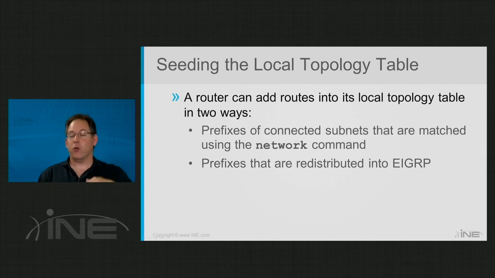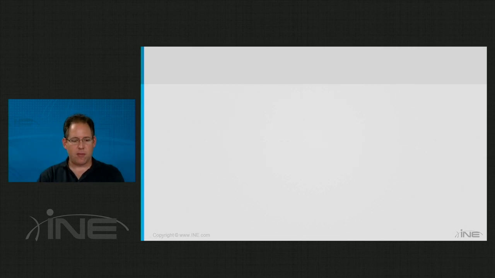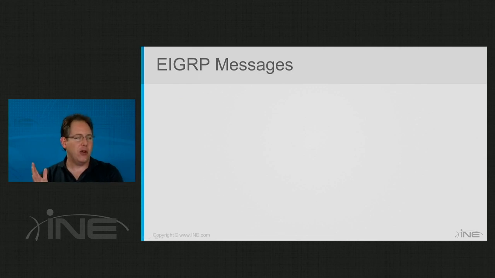If I did redistribute static, same thing. Take any static routes you have, convert them into EIGRP topology entries, send them out as EIGRP routes to your neighbors. And we're going to have a whole section on redistribution, how you do it, and some of the caveats of doing it.